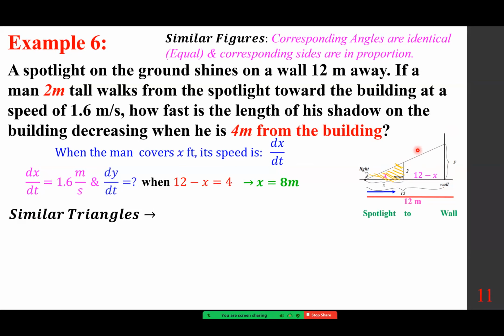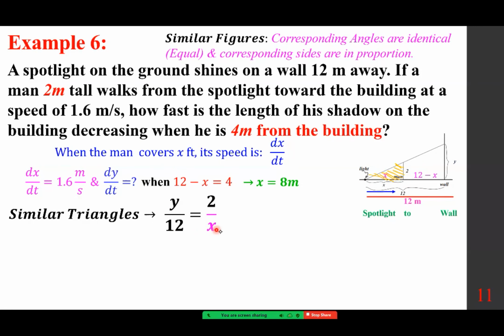So if they are similar, corresponding sides are in proportion. So what are the corresponding sides? If I choose y from the larger triangle, then I have to choose 12 from the larger one. Why am I using 12? Because it's known, completely known. Then for the smaller one, corresponding to y would be 2, corresponding to 12 would be x. So the ratio of y to 12 is the same as the ratio of 2 to x. Practically, I'm done. As long as I know which equation to use, the rest becomes fairly simple.